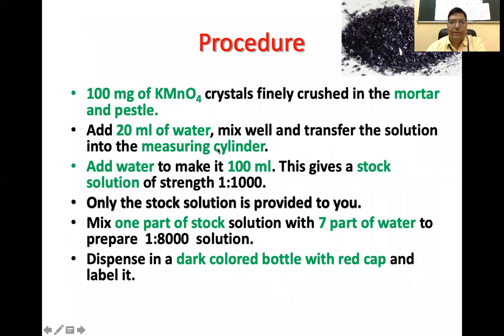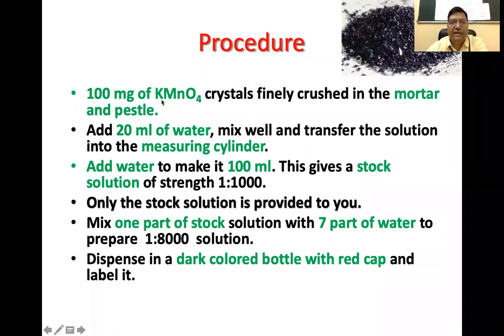How are you going to prepare 1:8000 concentration of Condy's lotion, 20 ml? As you have seen in the prescription, you are going to mix 100 milligram of potassium permanganate in 100 ml of water.